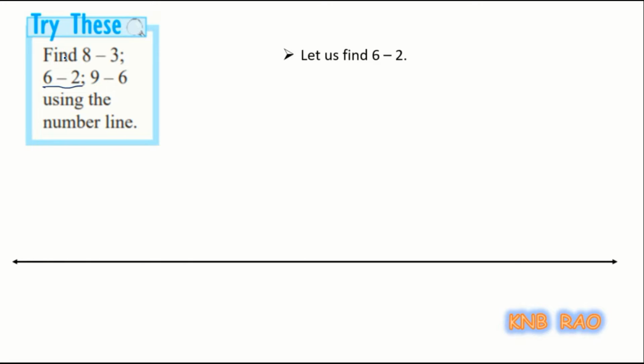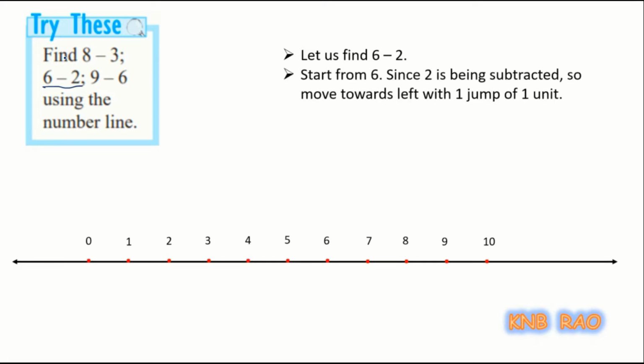Students, in this try this, there are 3 numericals in which I would like to do second one, that is 6 minus 2. So when we will do 6 minus 2, here also we will draw first a line, mark the points on it with uniform distance between them and labeling them with the whole numbers. Then important thing is start from the minuend. So we will start from the minuend and subtrahend number of jumps we will do, per jump being 1 unit.